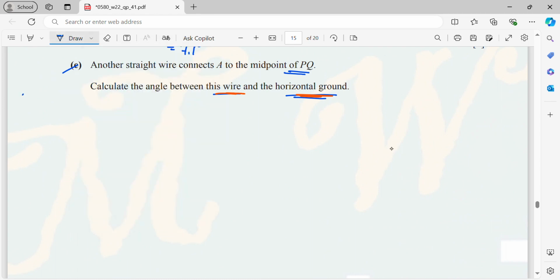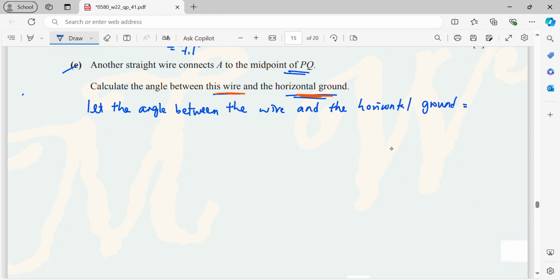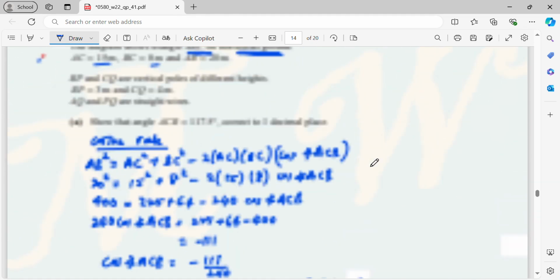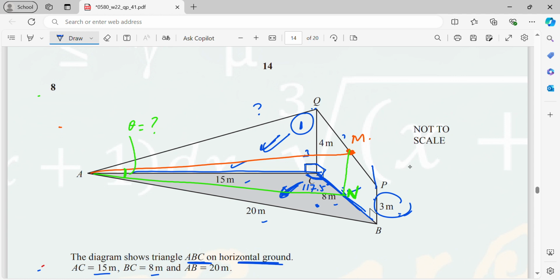So let the angle between the wire and the horizontal ground be MAN, as I have labeled on the diagram. Now here is going to be 90 degrees. Okay, so now we need to find what your AM is.